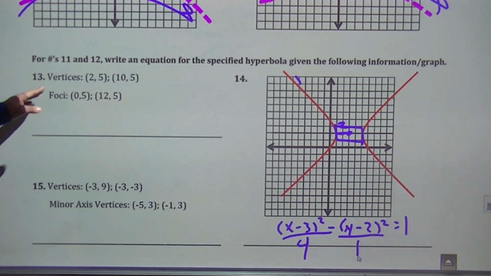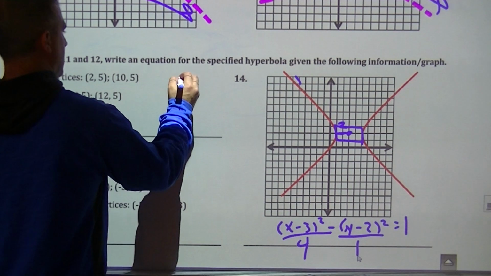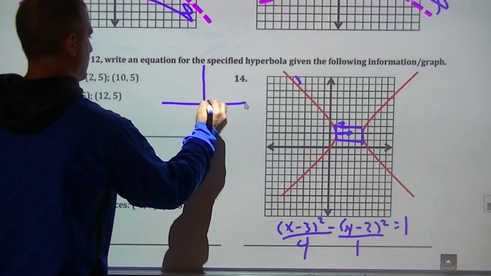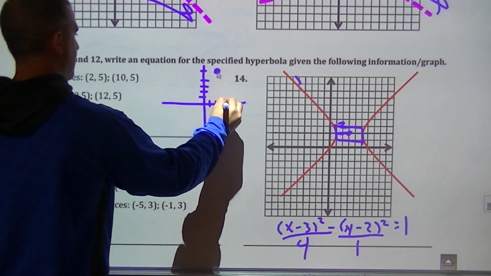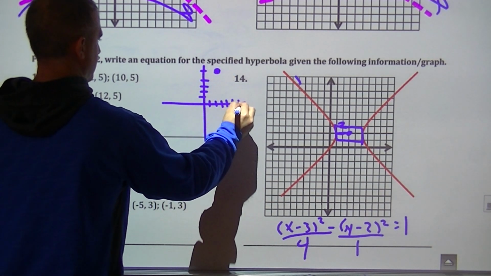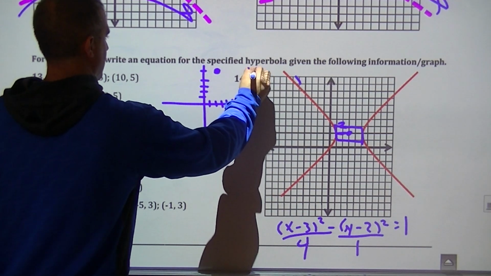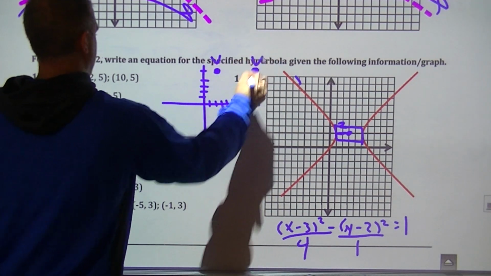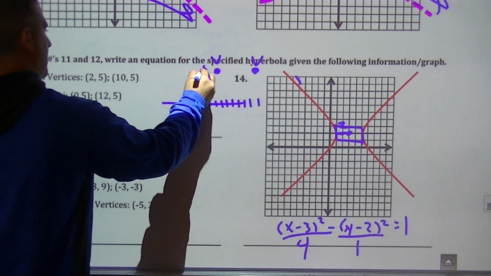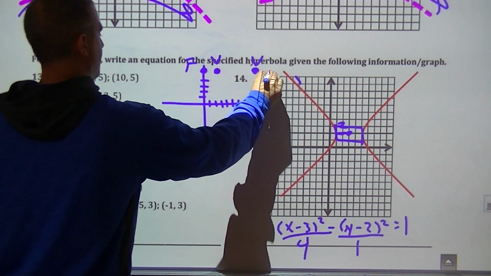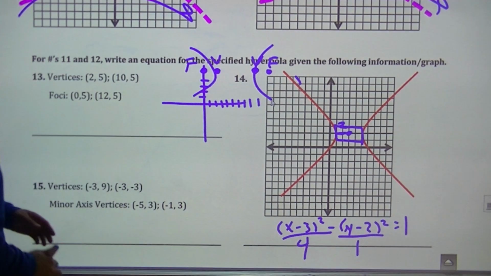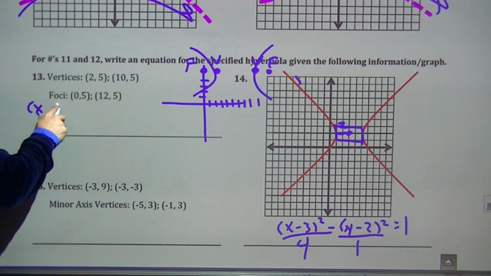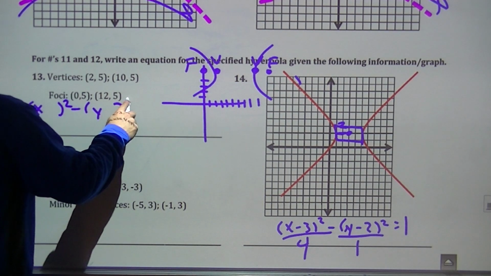Okay, vertices and focus. What you want to do is make a sketch, 2, 5, 10, 5. So here are your vertices. Your foci are at 0, 5 and 12, 5. So what you know is it opens left and right. So that's going to be x squared minus y squared equals 1.